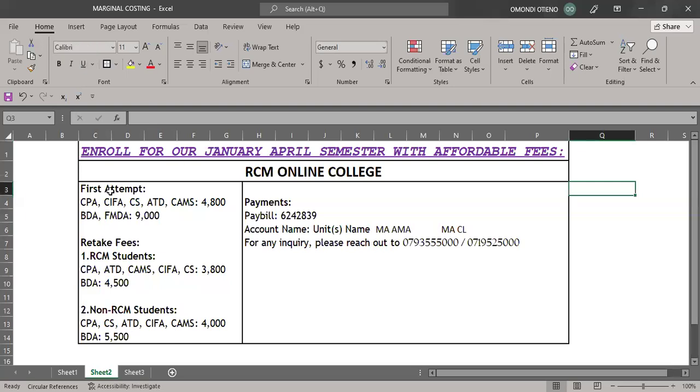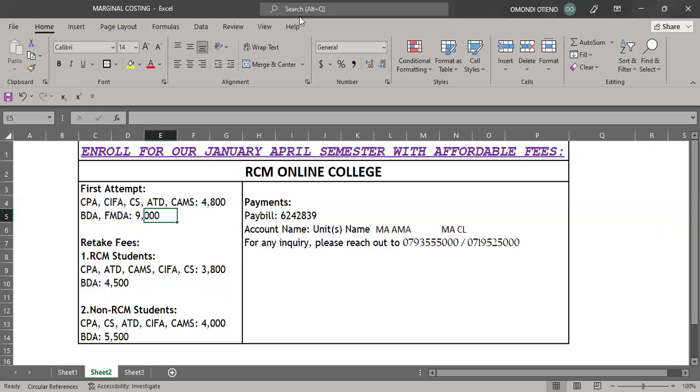So if you want to do this course for the first time, CPA, ATD, CFA, or even CAMS, then you'll be charged 4,800 per unit. So if you want to join management accounting, you will be charged 4,800. If you want to join company law, financial reporting, financial management, you'll be charged 4,800. If you want to join the practical paper, that is business data analytics and financial modeling and data analytics for safer students, you'll be charged 9,000.